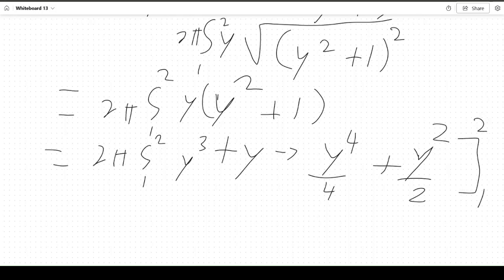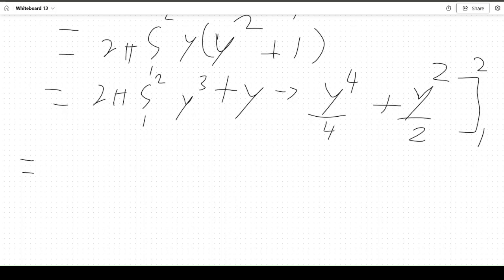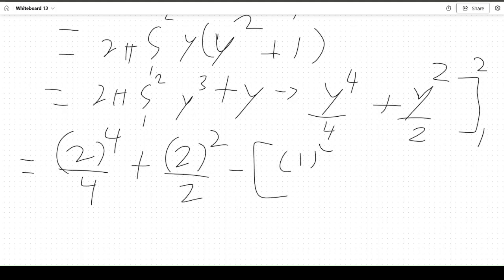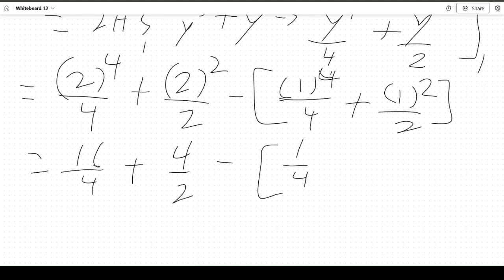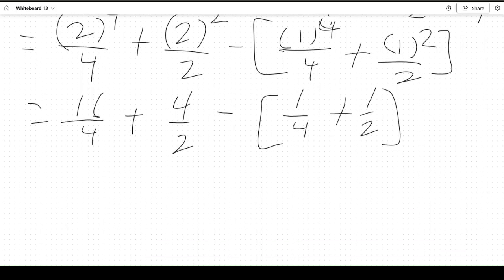From 1 to 2. Now we have to plug it in. So plug in 2 for y, and just like that, plug in 1 for y. So we're left with 16 over 4 plus 4 over 2 minus 1 over 4 plus 1 over 2.